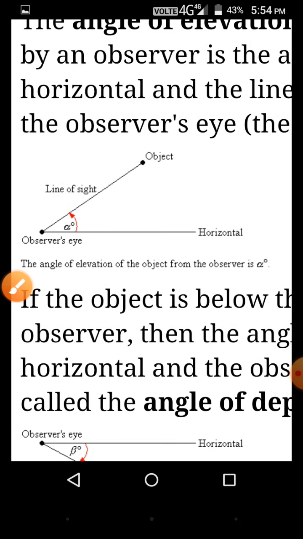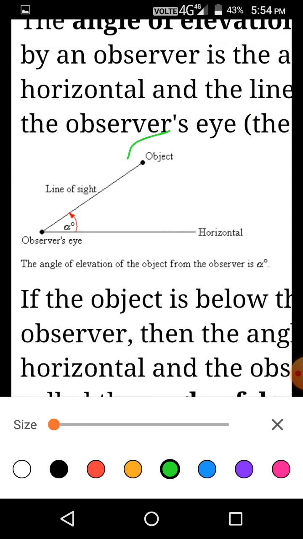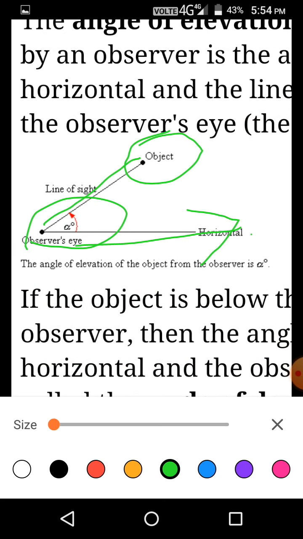Look at this diagram here. Where is the line of sight? We'll see the line of sight here. This is the object, this is the observer, and this is the horizontal line. So this line here is called the line of sight. Okay, so you should know what line of sight is.